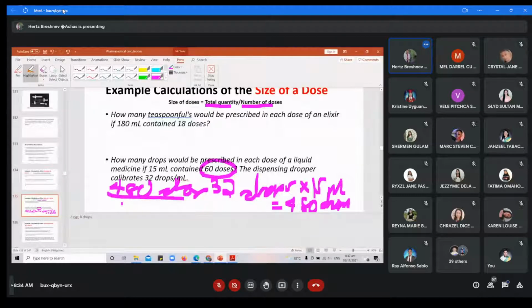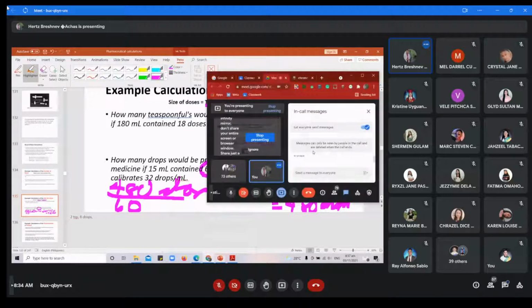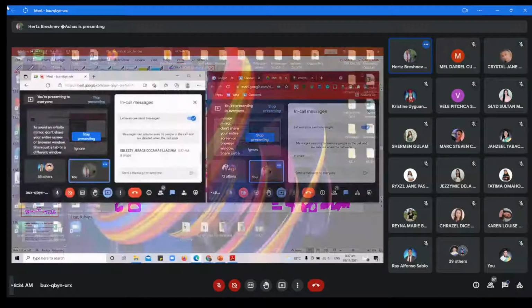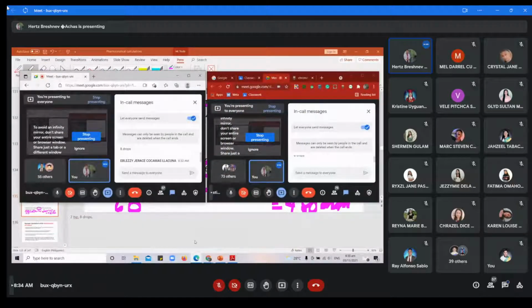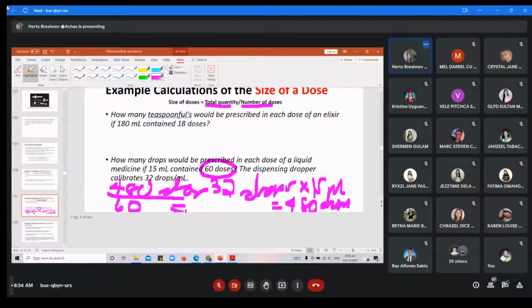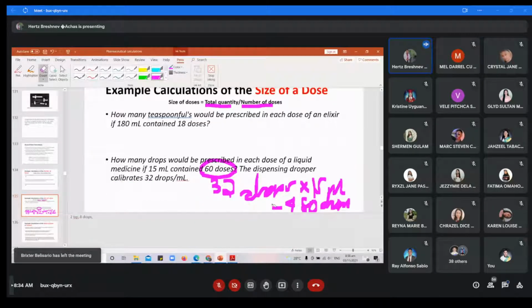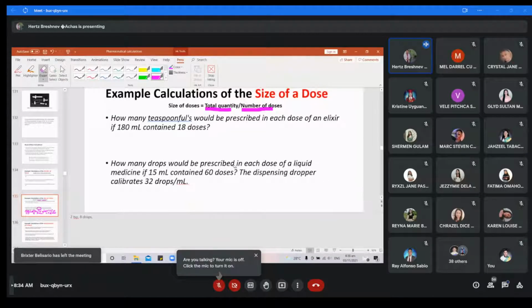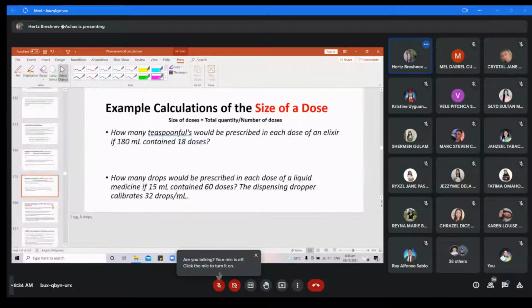which is 60. So the answer would be, please comment your answers, 8 drops. Very good. So the answer is 480 divided by 60, which is equivalent to 8 drops. Very good. Let me just erase this one. Don't worry, I will provide you the PowerPoint. I will give it to you, that is why this is important.